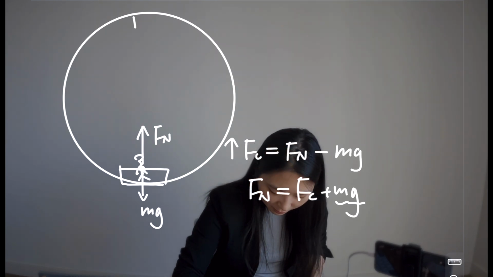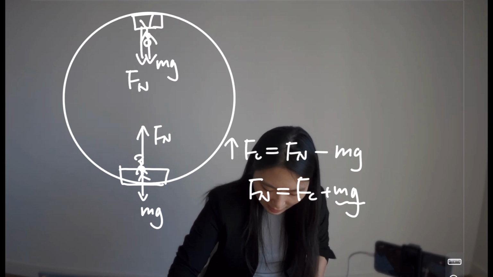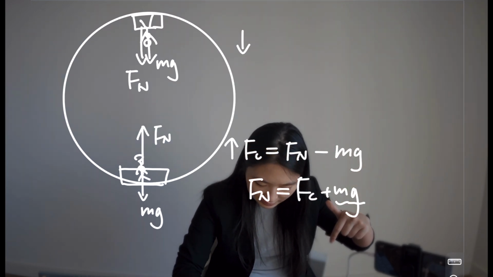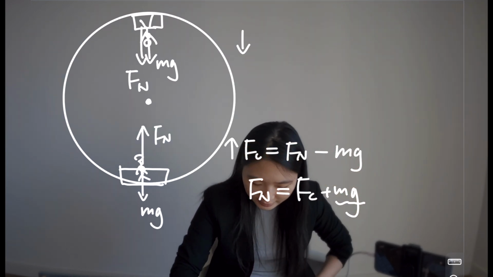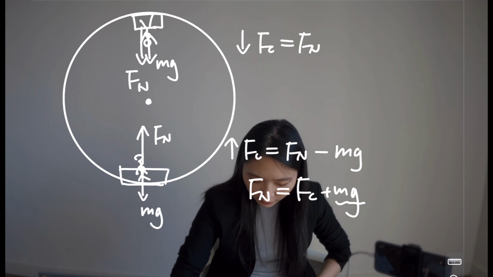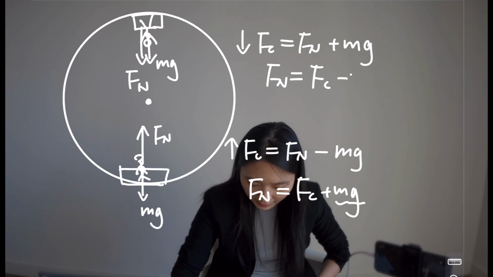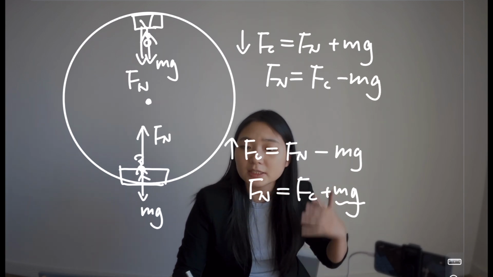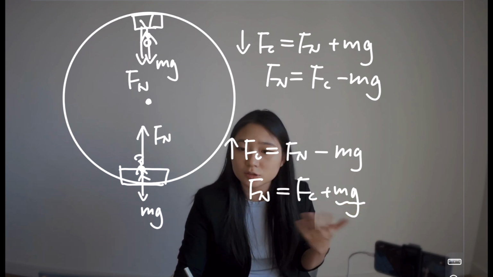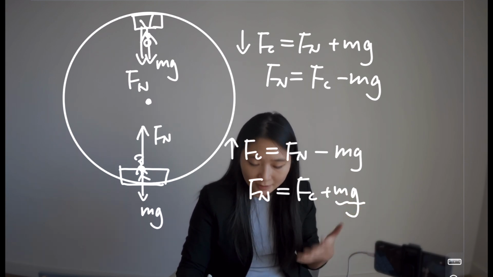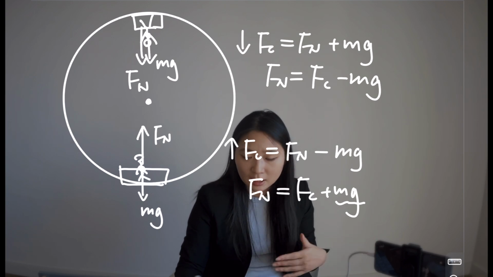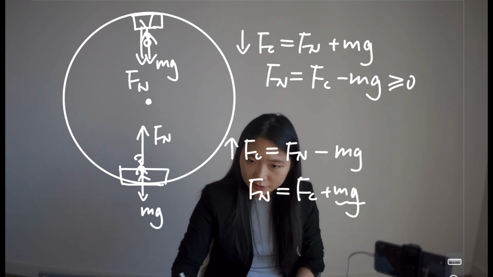What about at the very top? Well, at the very top, the roller coaster and the person are upside down. And this time, mg points down, while normal force also points down. And the centripetal force points downward because the center of the circular path is in the middle. So Fc would be equal to normal force plus mg. So normal force again is equal to Fc minus mg. And again, the smallest possible normal force would be equal to 0. There is no way that this normal force is a negative number. If it's negative, it just doesn't make sense. So it's greater than or equal to 0.